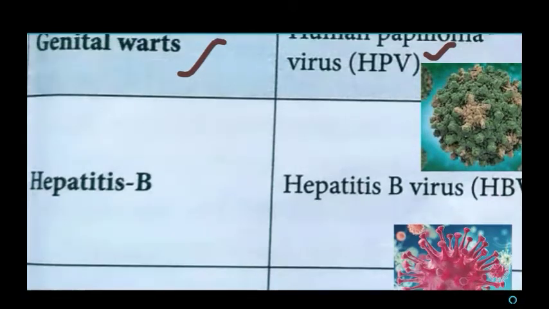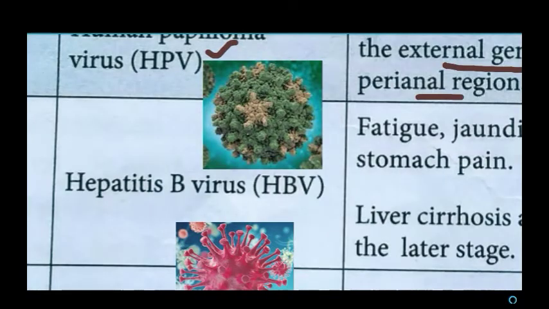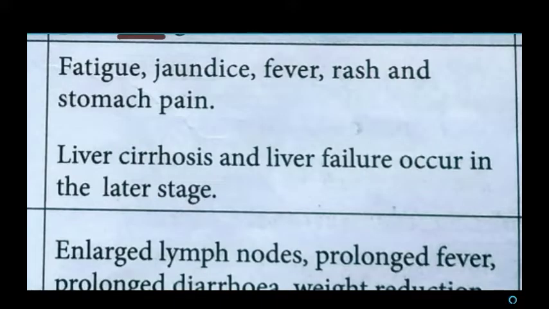The next viral disease we are going to learn is hepatitis B. The causative agent is hepatitis B virus, that is HBV. So this is hepatitis B virus. And the symptoms of this disease are fatigue. So fatigue means extreme tiredness, jaundice, fever, rashes and stomach pain. And there will be liver cirrhosis.